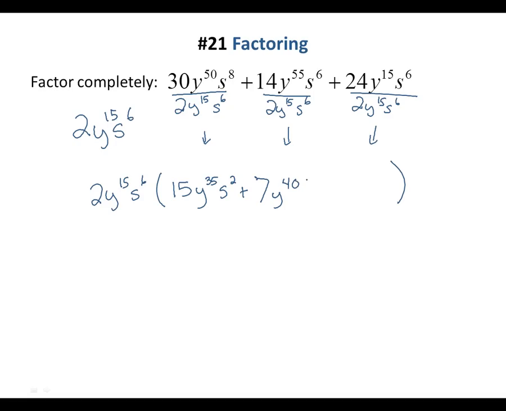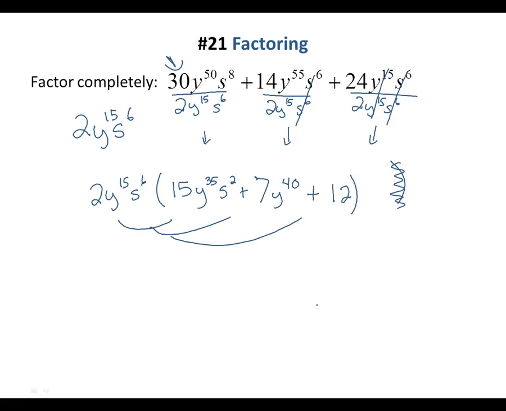So I'm just going to come down here a little bit. And from my division, I'm going to obviously get how many terms after I divide? How many terms am I going to be left with? I'm going to get here, here, and here. And they're all going to go inside the parentheses, right? So what is 30 divided by 2? 15. What happens to the y's? So it's 50 minus the 15, which gives me the 35. And what about my s's? There's going to be 2 left.